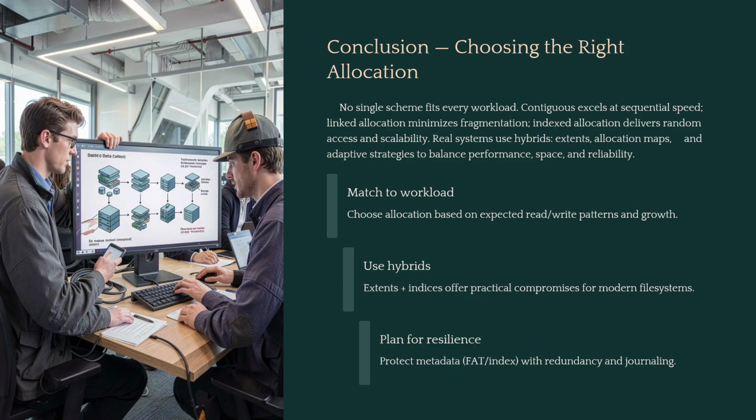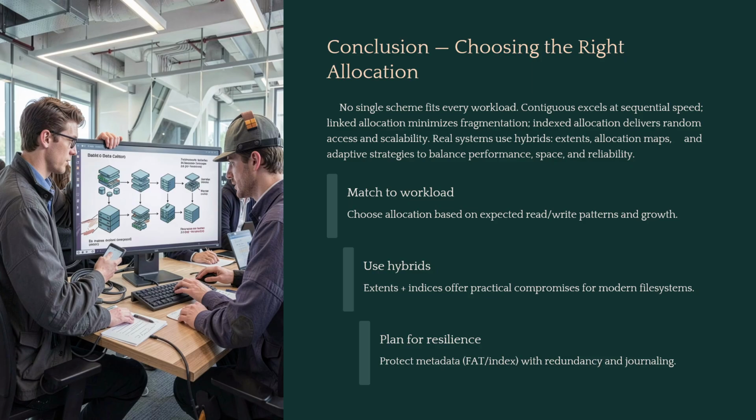Conclusion: choosing the right allocation. No single scheme fits every workload. Contiguous excels at sequential speed, linked allocation minimizes fragmentation, and index allocation delivers random access and scalability. Real systems use hybrids, extent allocation maps, and adaptive strategies to balance performance, space, and reliability.